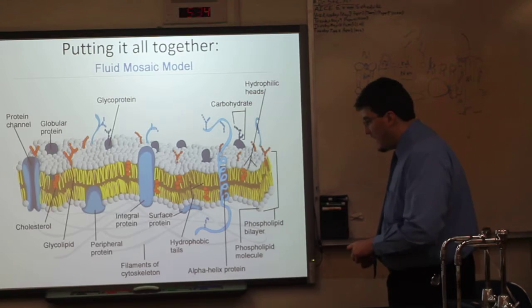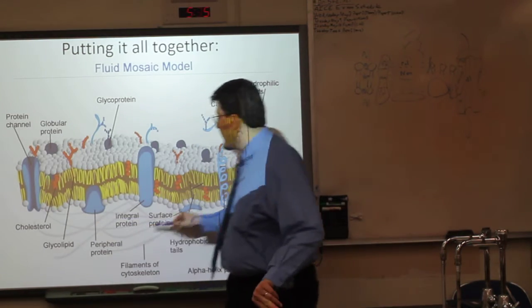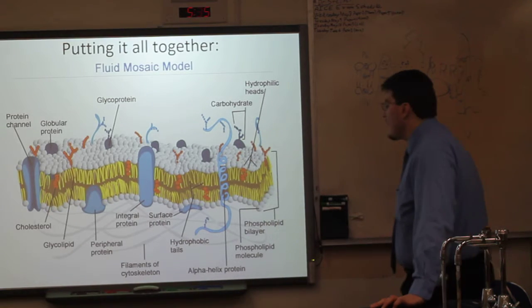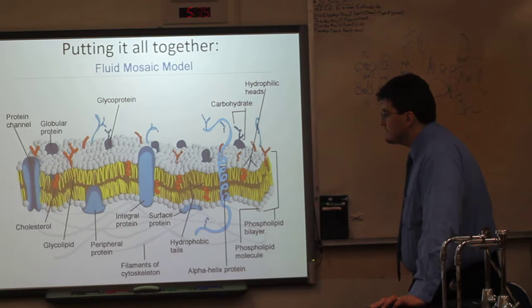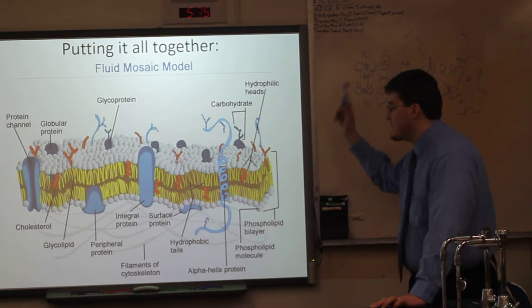And did I miss anything? Nope. All right. Well, here we're also seeing the cytoskeletal elements. These are the filaments of our cytoskeleton. So that's not a problem. Oh, this alpha helix thing, that's just another protein. Don't worry too much about that.